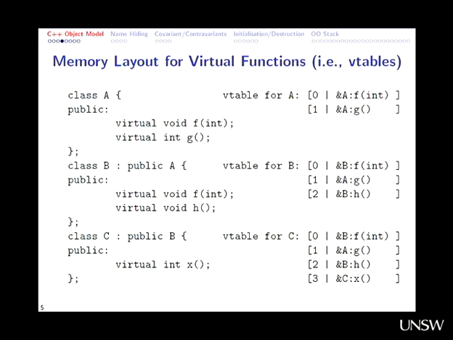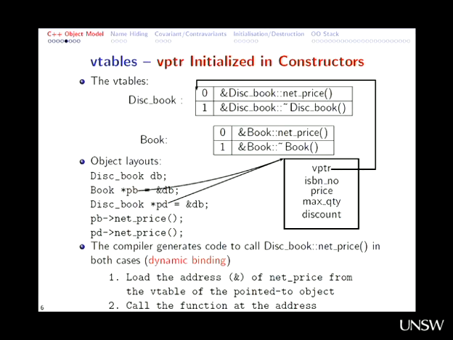Anyone confused at this point? Can we see how this works? Because this is how all the polymorphism works.